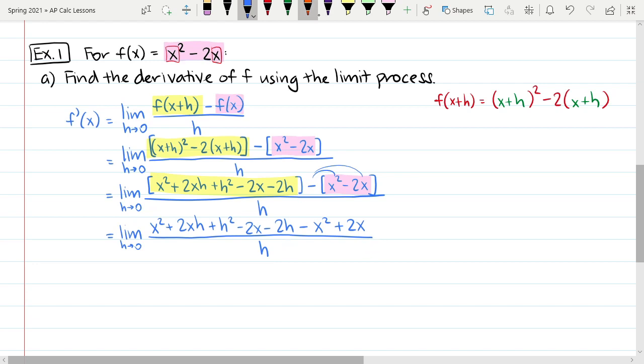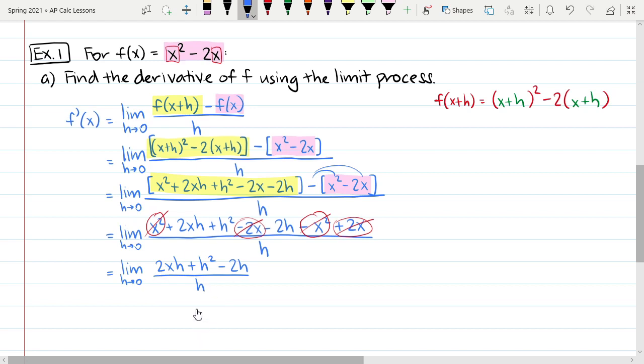So now let's look for some like terms that we can simplify here. I notice right here that I have a minus 2x and a plus 2x, so those are going to go away. I have an x squared and a minus x squared, so those are going to go away. And I have no other like terms, so let's clean this up a little bit. I have the limit as h approaches 0 of 2xh plus h squared minus 2h all over h.